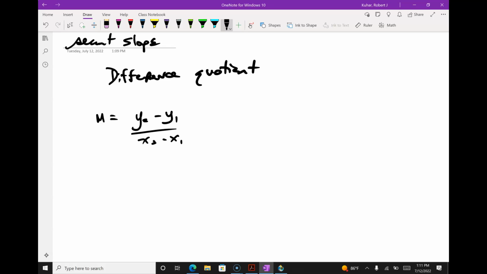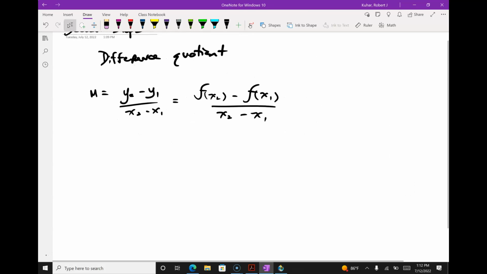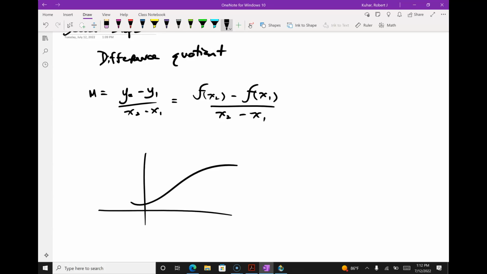So the difference quotient, right? But look at what I'm going to turn this into. I'm going to turn this into f of x sub 2 minus f of x sub 1 over x sub 2 minus x sub 1. We recognize this, right? This is simple. This is slope, right? So what I want to do is change it again. I want to call my first point x and my second point x plus h. So this distance here is h.